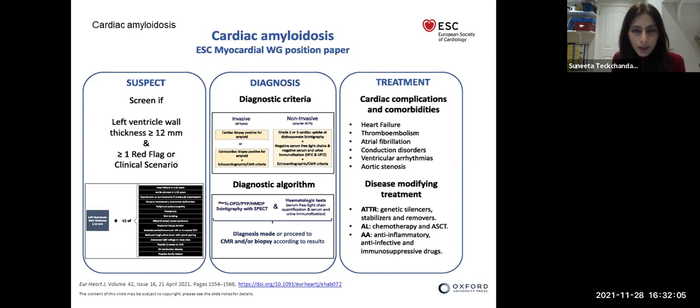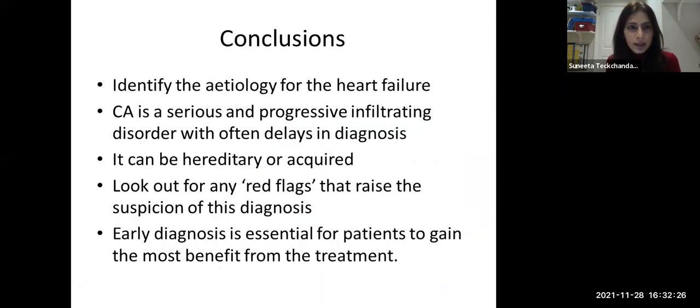AA, we haven't talked that much. It's more or less secondary amyloidosis secondary to chronic infections, etc. Again, you're treating the underlying condition here mainly. But as we mentioned, the majority of cardiac amyloidosis is AL and ATTR type of amyloid. Next slide, please. So in conclusions, identify the etiology for heart failure.